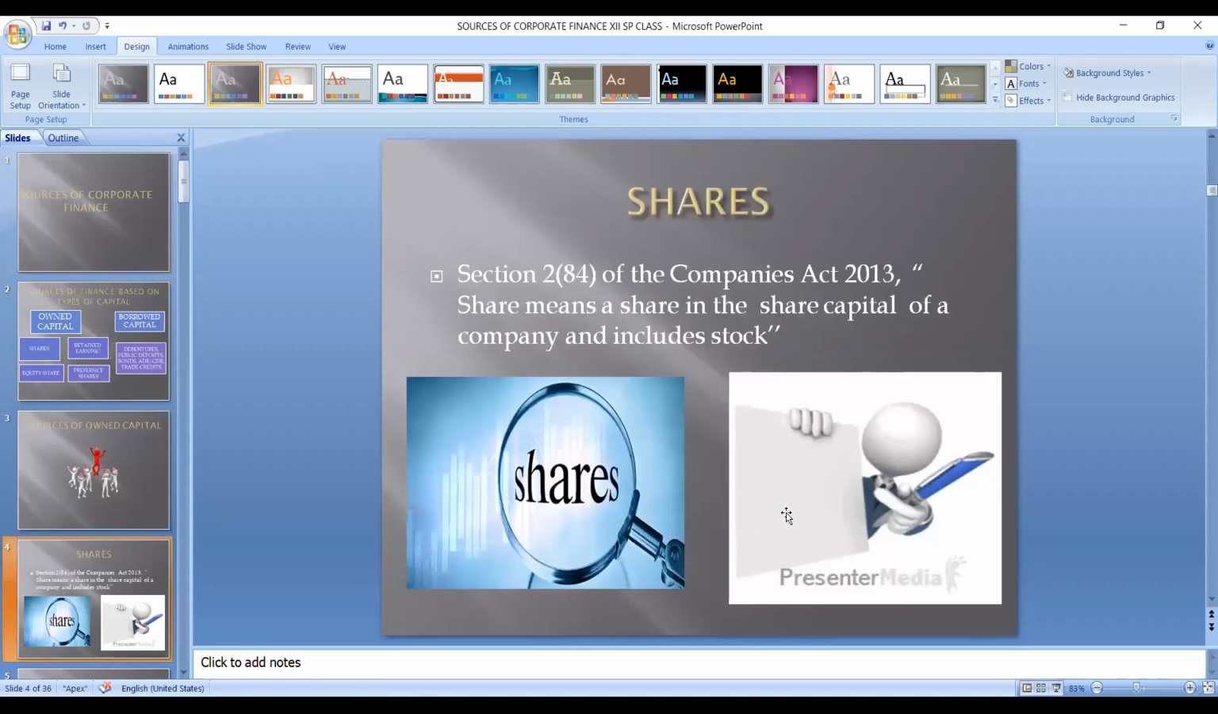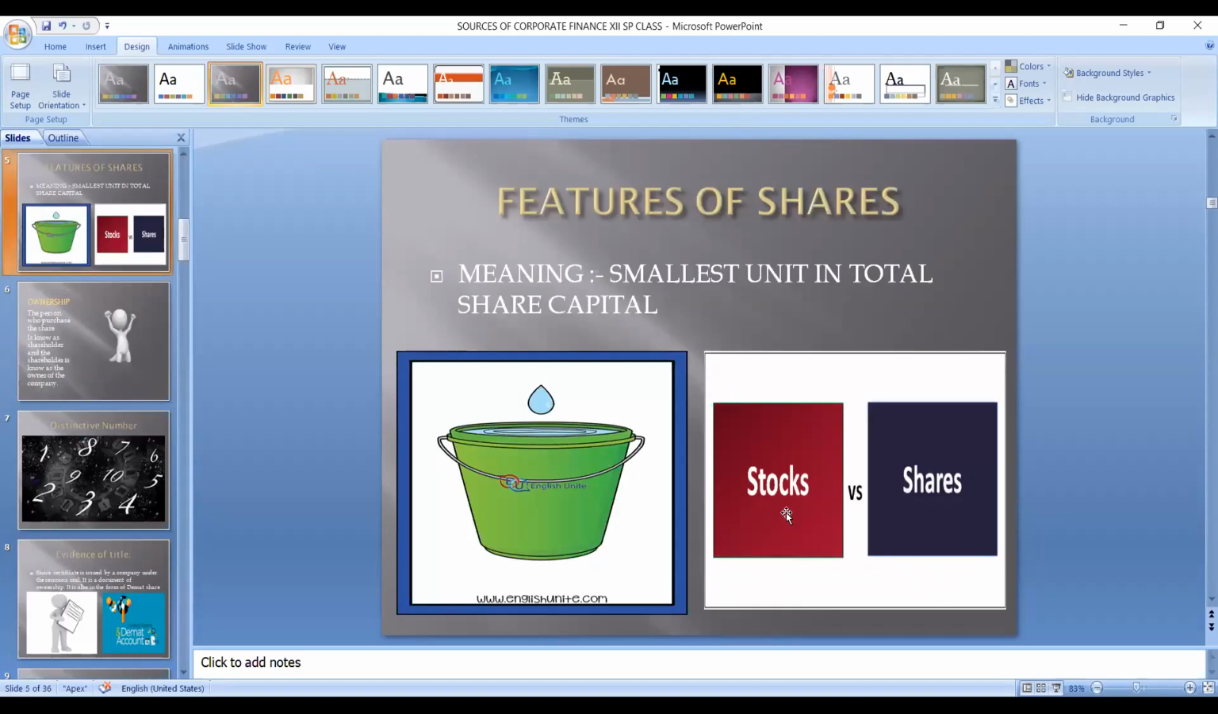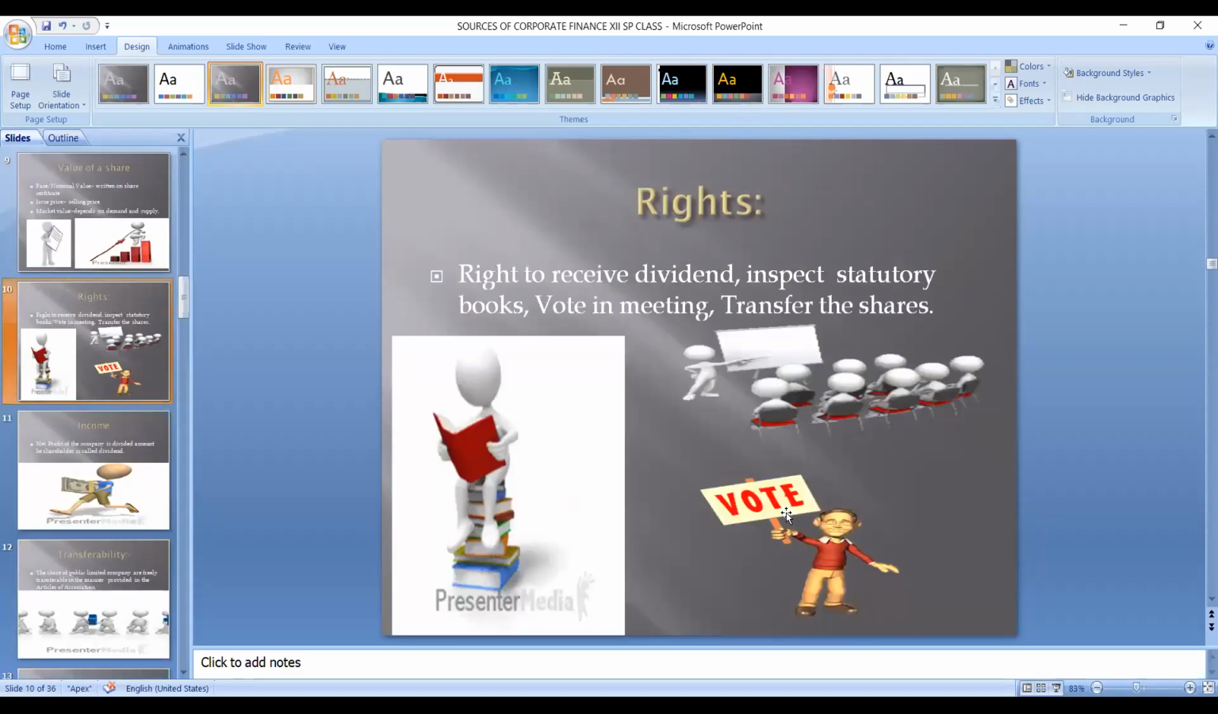You can see this. Share certificate. Name the shareholder who participates in the meeting of the company. Equity shareholders. Very good. The value of the share which is written on the share certificate. Face value. Very correct. The value of the share which is determined by the demand and supply force of the market. Market value. Very good.